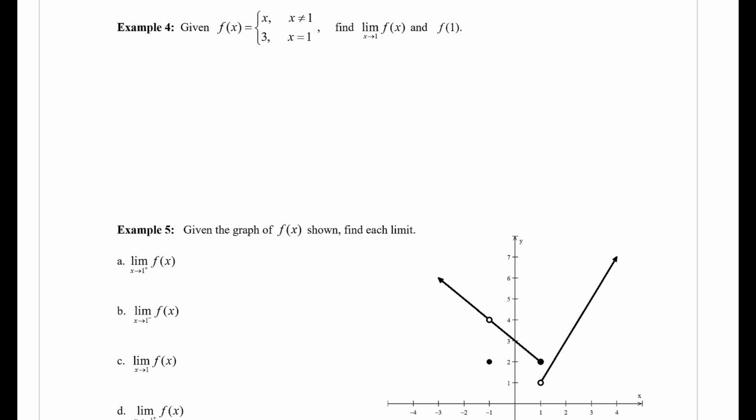So in order to do this problem, I think it's important to draw a sketch of the graph. I'm going to draw a coordinate plane here towards the right-hand side of the screen. And now I'm going to draw a sketch of what this graph looks like.